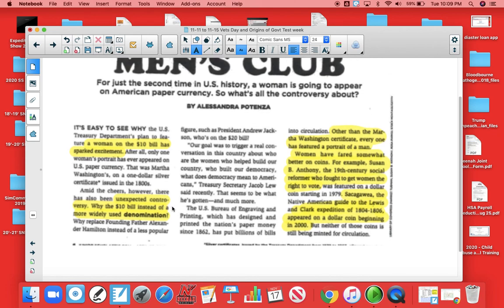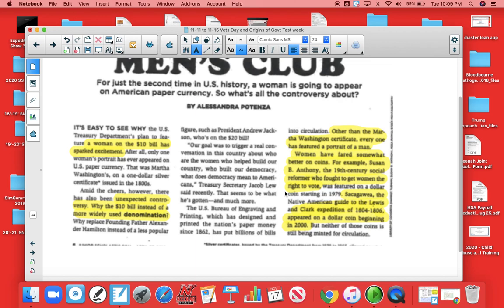Amid the cheers, however, there has also been unexpected controversy. Why the $10 bill instead of a more widely used denomination? Why replace founding father Alexander Hamilton instead of a less popular figure such as President Andrew Jackson, who's on the $20 bill? Our goal was to trigger a real conversation in this country about who are the women who helped build our country, who built our democracy. What does democracy mean to Americans? Treasury Secretary Jacob Lew said recently.